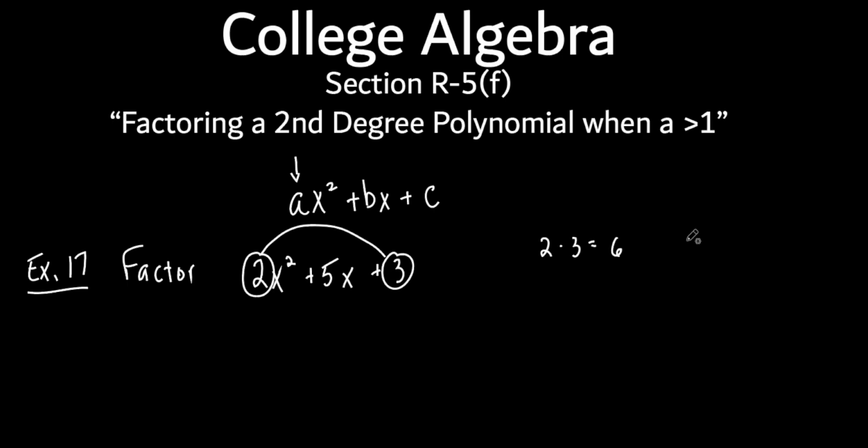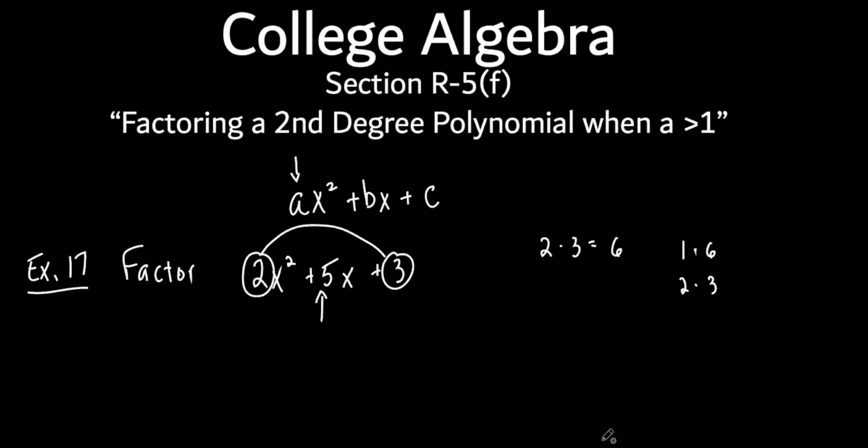So we only have two options. What do we got? 1 times 6 and 2 times 3. Would you agree? All right. Now, what we're going to do is look at these two. Which one of these will add up to 5, the middle number? The 3 and the 2. That's right. Everybody with me on that?